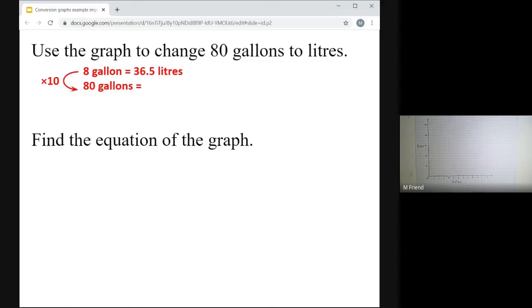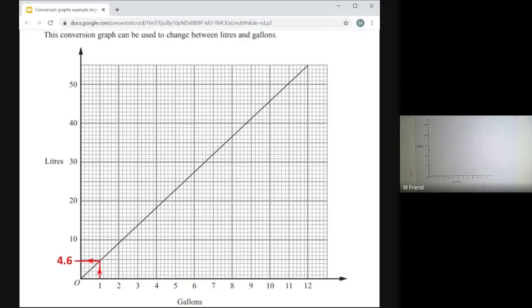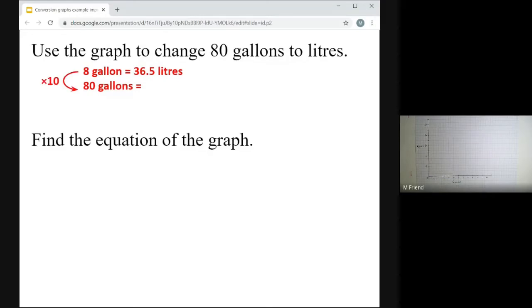There was no point in looking up 7. So go back here. I said you could use that. There wouldn't be any point in looking up something like 7 gallons because it's hard to get from 7 to 80. But to get from 8 to 80, that's easy. Just times by 10. I don't even need a calculator for that. 36.5 times 10 is 365. But hang on a minute. When I did it earlier, I said it was 368.